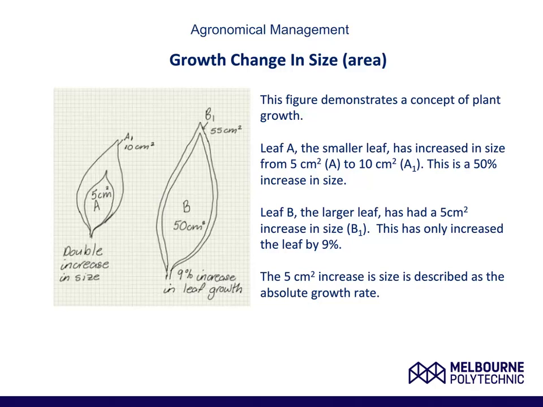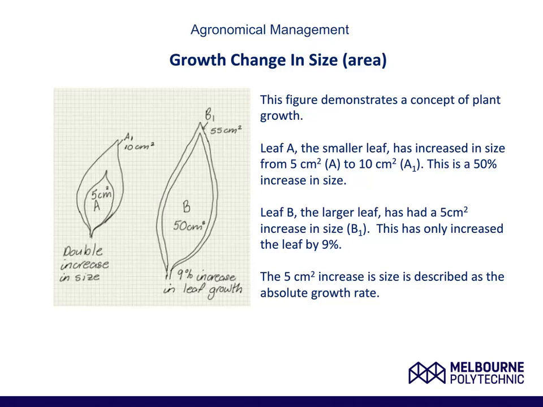Now let us look at leaf B. You will notice that it is bigger than A, or A1. It is in fact 50 centimeters squared. Over the same period of time, the leaf has grown to 55 centimeters squared, as is shown in the figure. Therefore, leaf B1 has grown by 5 centimeters squared. You will note that this is the same increase in area as A to A1, but it is not a doubling in size. If you had doubled leaf B in size, you would have a total area of 100 centimeters squared.